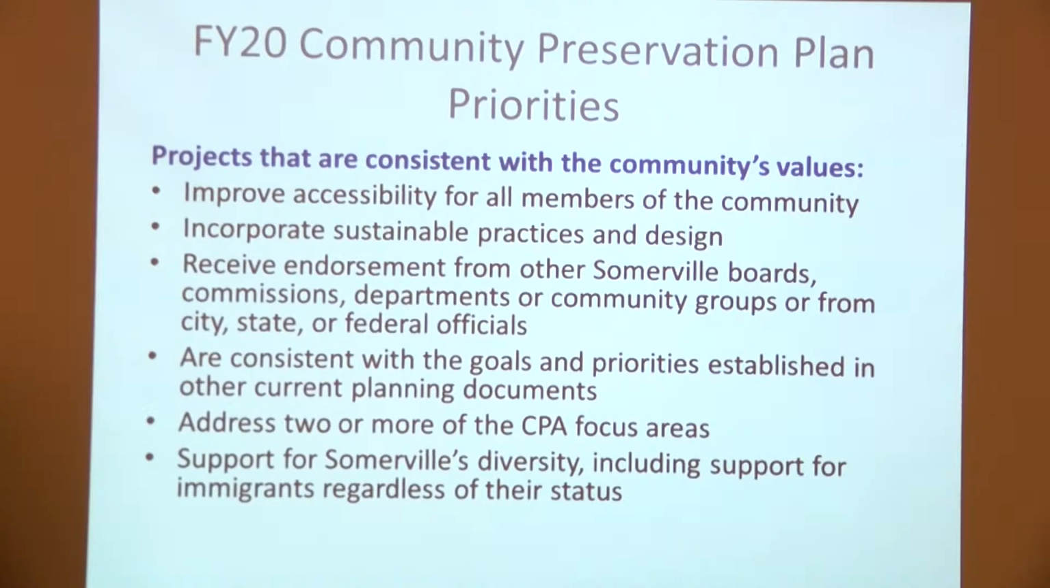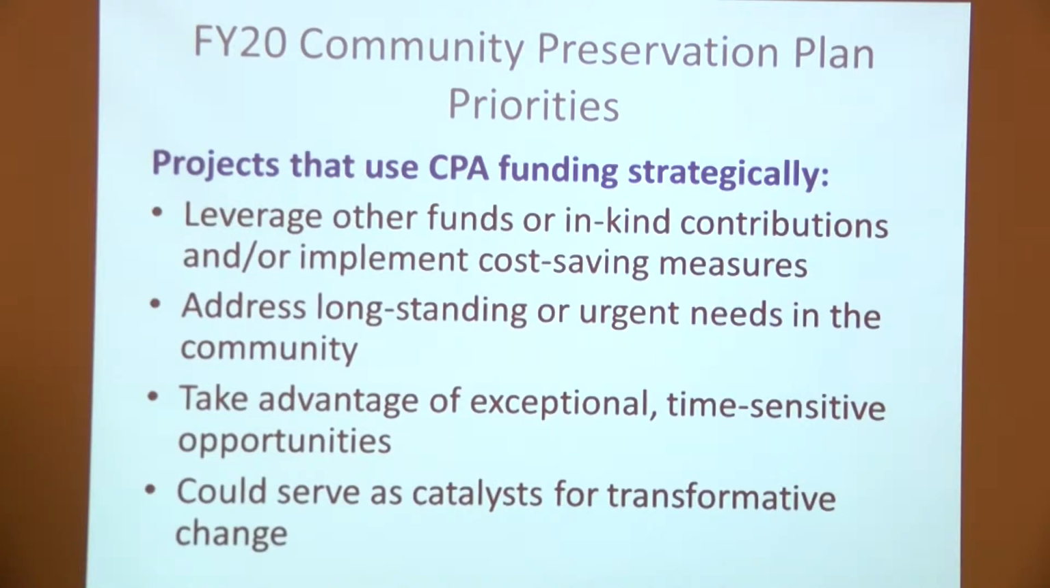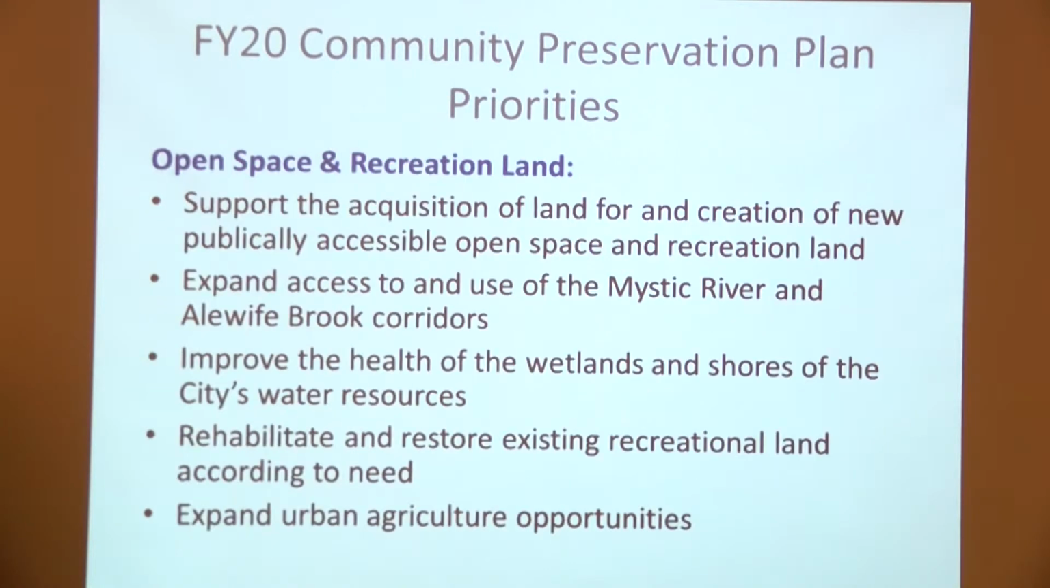An example is the Mystic Waterworks project, which created affordable housing in a historic pump house. And then support for Somerville's diversity, including support for immigrants regardless of their status. The other overarching priority is to support projects that use CPA funding strategically. This can mean leveraging other funds, either in-kind or financial, addressing longstanding or urgent needs in our community, taking advantage of exceptional time-sensitive opportunities, and it could serve as a catalyst for transformative change.